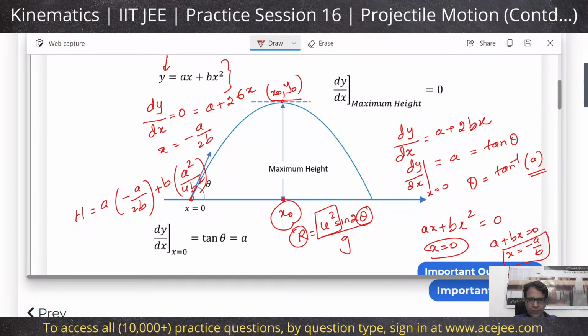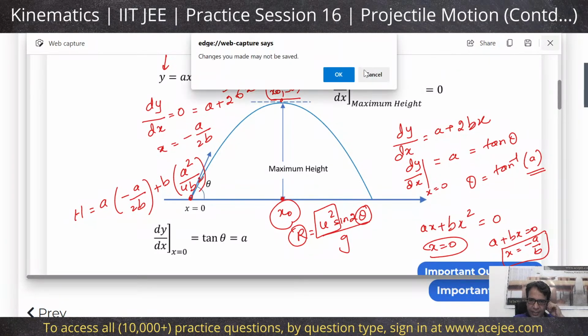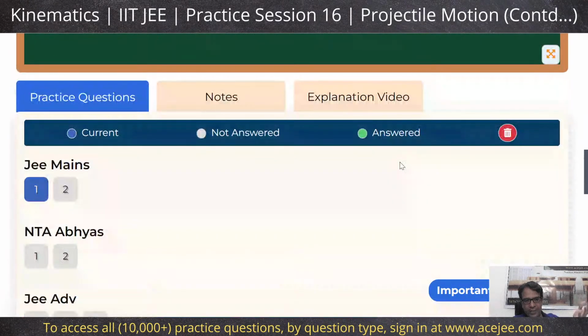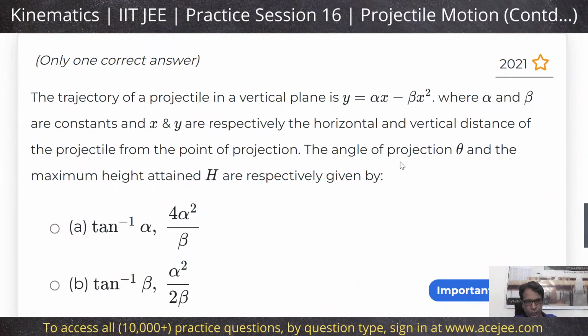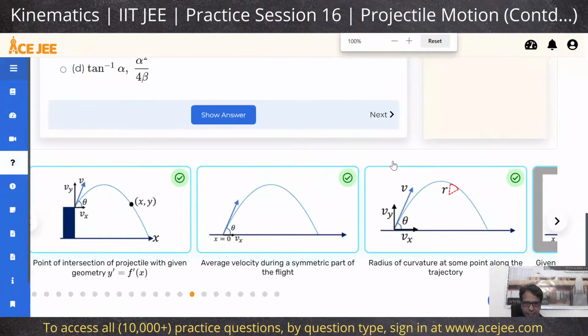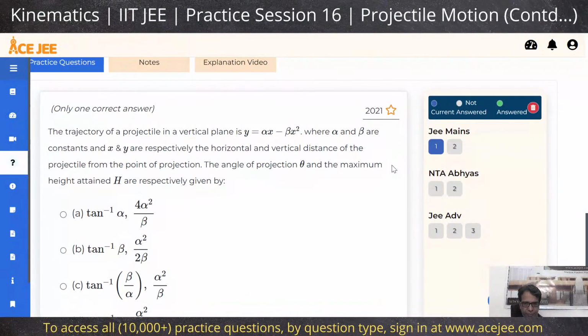Let's see if a good question challenges us in the right way. But you're right, you can always compare it to the standard trajectory and try to figure out what's going on there. Let's look at this one. y equals alpha x minus... let me just reduce the font size here. Let's go back to the... there we go.